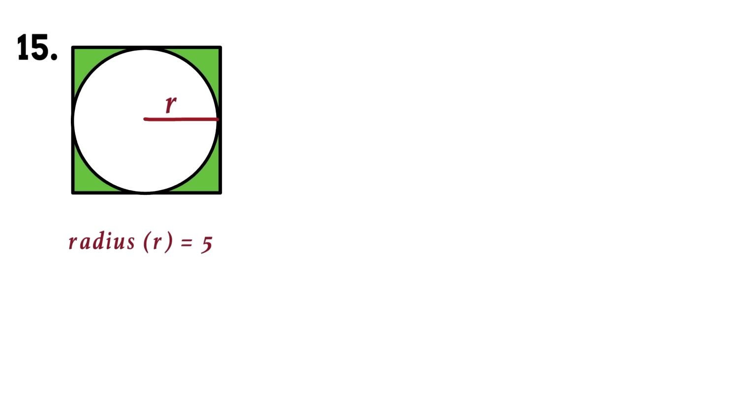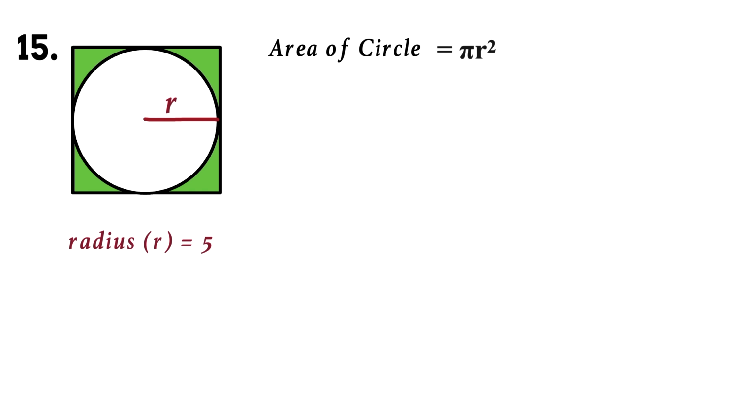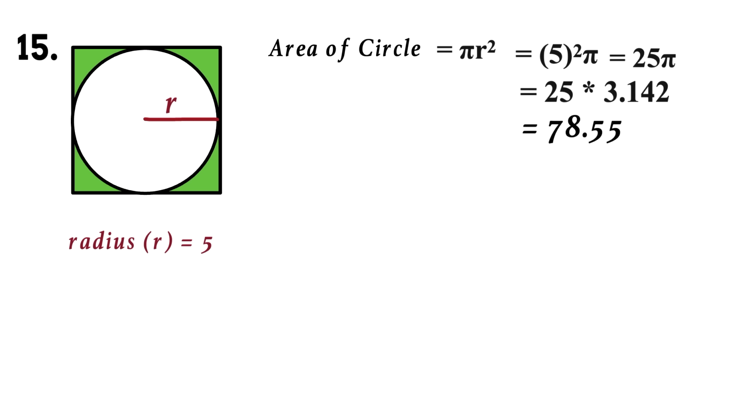We want to find the area of the green shaded portion. Again, all we have to do is find the areas of the 2 shapes and subtract them. Here we have a circle of radius 5, inscribed in a square. The formula for finding the area of a circle is pi times r squared, where r is the radius. So we have 5 squared times pi. This will give us 25 pi. The value of pi is approximately 3.142. So we have 25 times 3.142, which is 78.55.